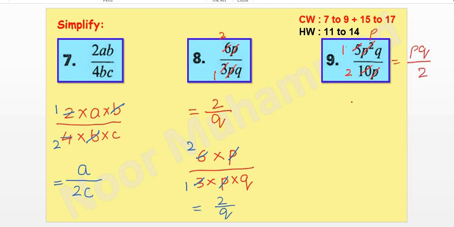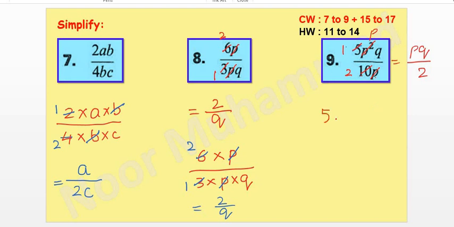Do you understand? Like we have to simplify the numbers with the numbers, same letter, like p can be simplified with p, q can be simplified with q, right? And simply we have to check the powers. Here p squared means p times p.